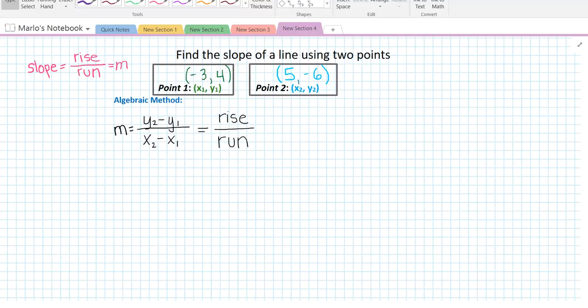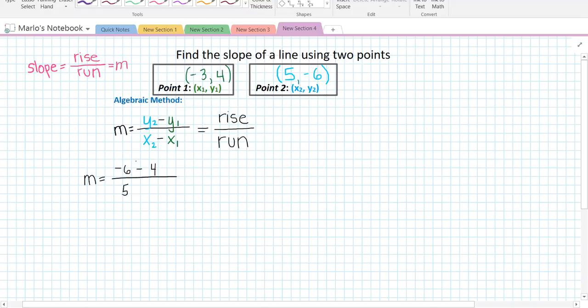So now we just need to plug in our x's and y's to find m. So we plug in y2, which is -6, minus, and then we plug in y1, which is 4. On the bottom, we plug in x2, which is 5, and then minus, and now we plug in x1, which is -3, and I used parentheses since we have 2 negative signs. It just makes it easier to make sure that we don't forget either of those signs.